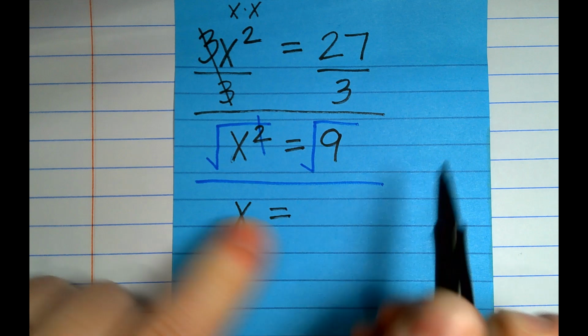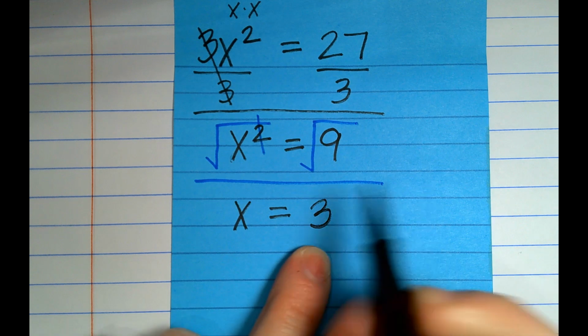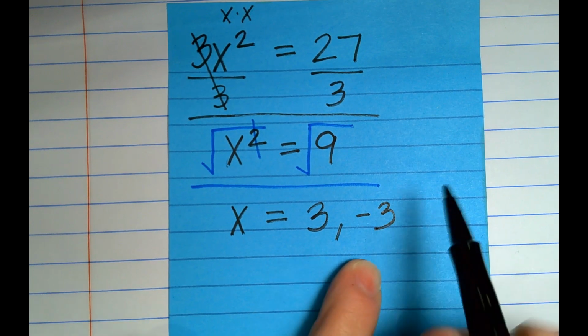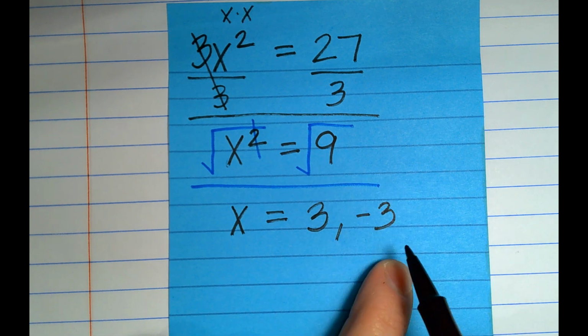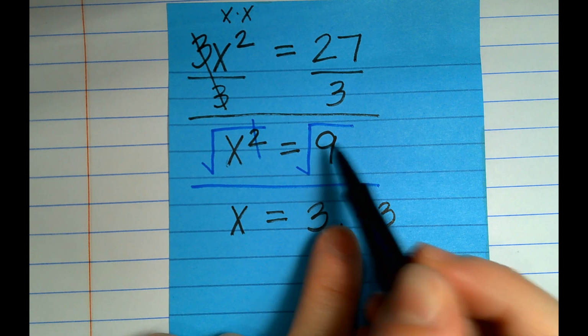equals, what's the square root of 9? There's two options actually. I heard somebody whisper it. It's 3. Okay? So we have 3, but we could also say negative 3 because 3 times 3 is 9. Negative 3 times negative 3 is also 9.